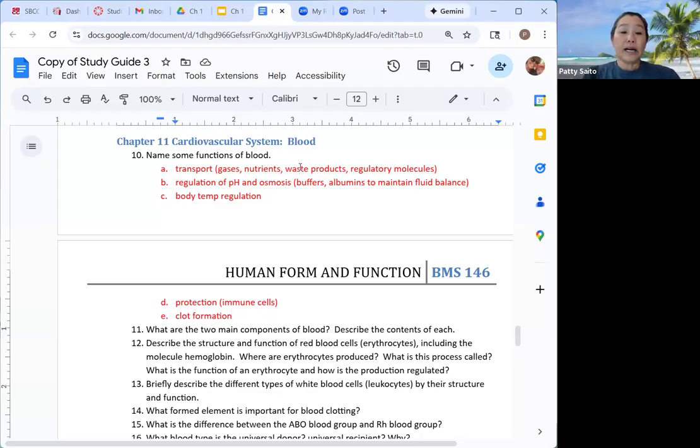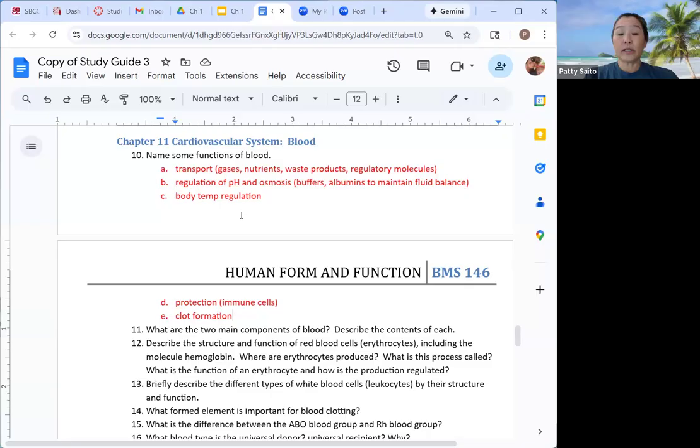All right. Regulation of pH and osmosis. We have molecules in our body that help to maintain water balance in our body. And then buffers that regulate our pH.